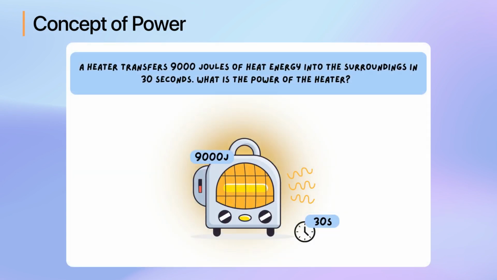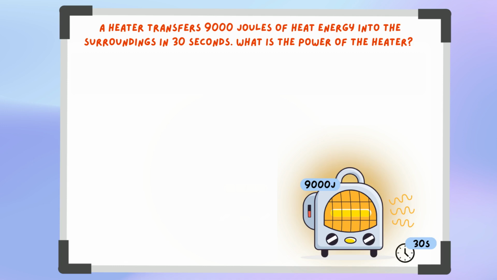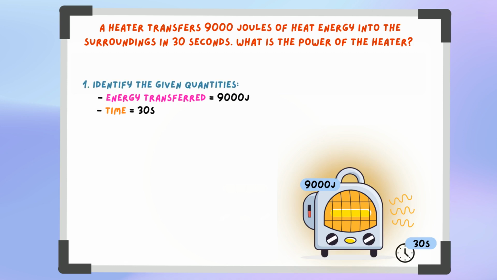Let's look at another example. Suppose we are told that a heater transfers 9,000 joules of heat energy into the surroundings in 30 seconds. What is the power of the heater? First, we start by identifying the key information provided in the problem. The energy transferred by the heater is 9,000 joules, and the time taken to transfer this energy is 30 seconds.